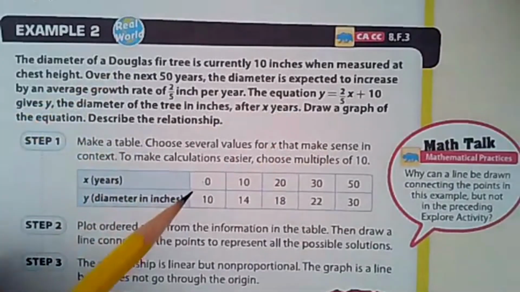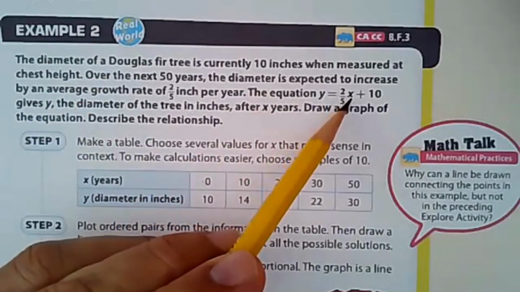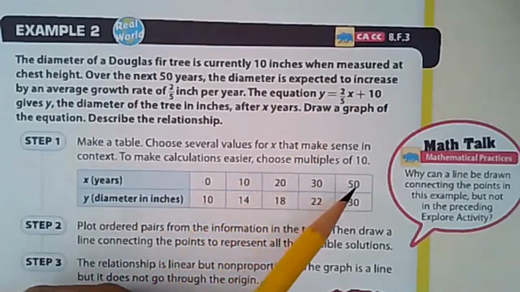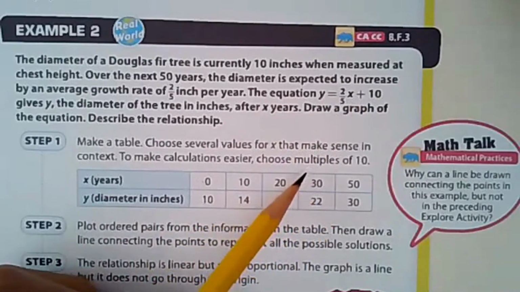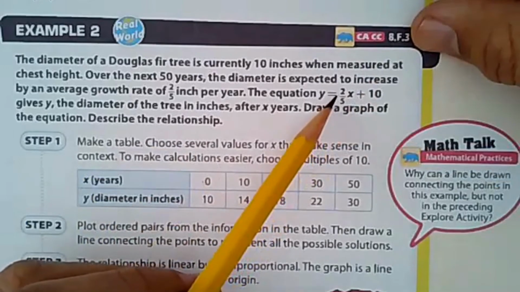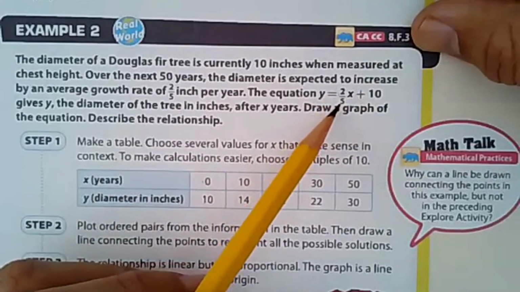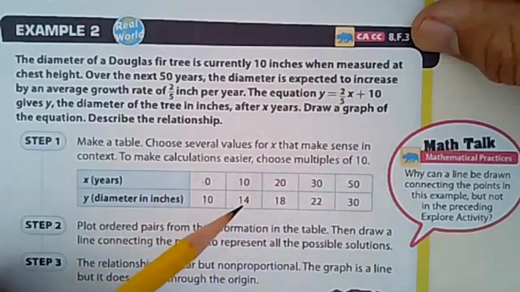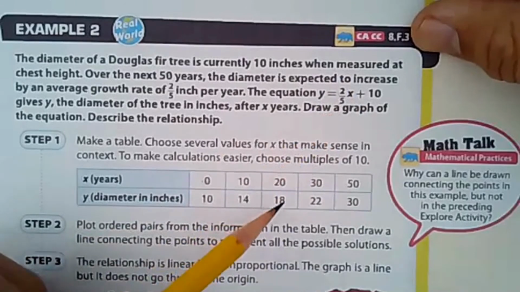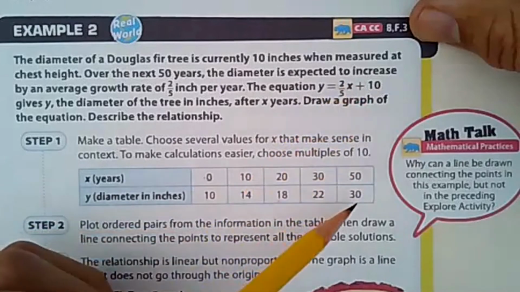Okay, if I put 0 in for x, this is going to be easy because 2/5 times 0 is 0, and 0 plus 10 is 10. So they decided to do this in multiples of 10 to make the math a little bit easier. So 10, you have to think this with me here. 2/5 times 10, that'd be 20 over 5, which is 4, and 4 plus 10 is 14. If you put 20 in for x, you would get 18 for y. If you put 30 in for x, you'd get 22 for y. And if you put 50 in for x, you'd get 30 for y.